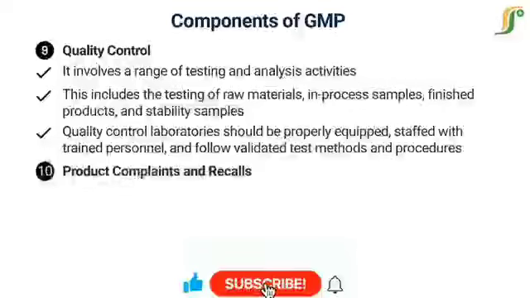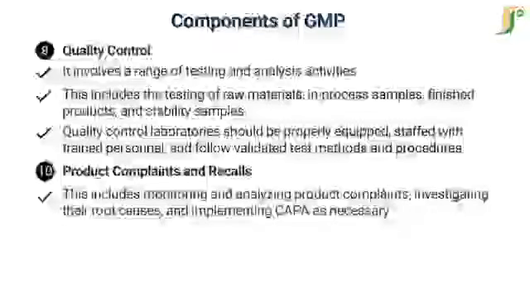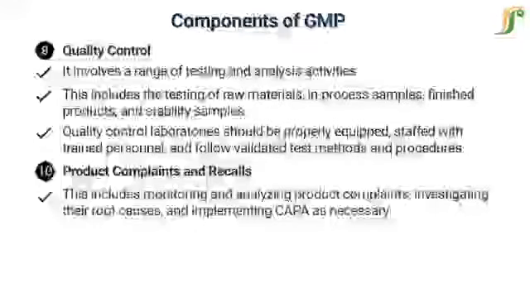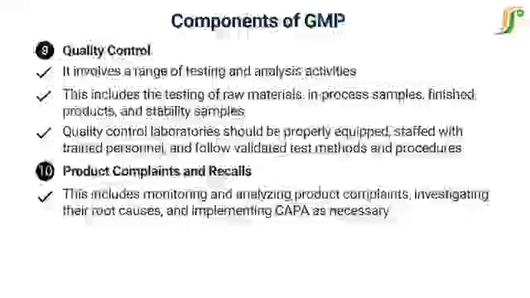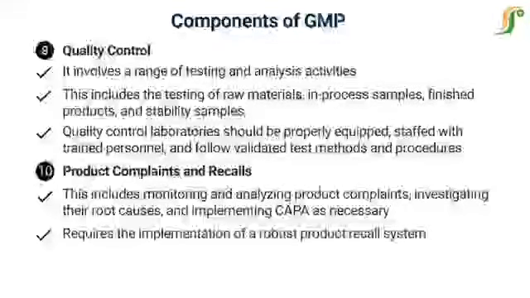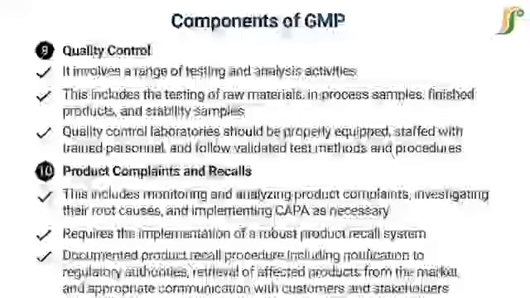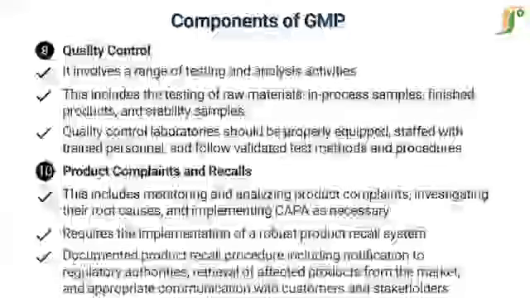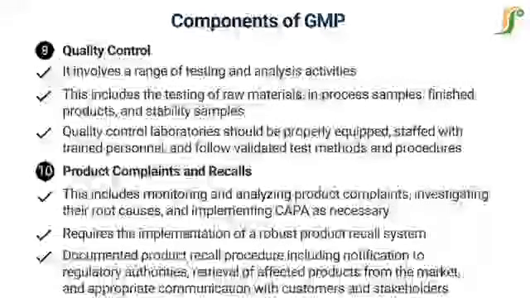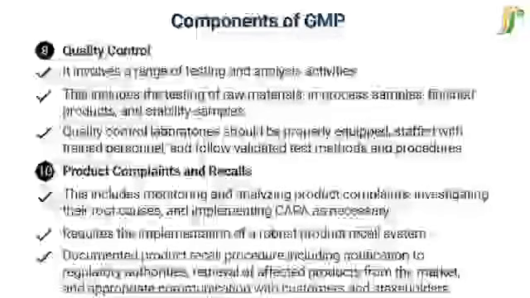The 10th component is Product complaints and recalls. GMP necessitates the establishment of procedures for handling product complaints and investigating any quality issues. This includes monitoring and analyzing product complaints, investigating their root causes, and implementing corrective and preventive actions as necessary. If a product defect poses a risk to patient safety, GMP requires the implementation of a robust product recall system. This involves having a documented recall procedure that outlines the steps to be taken in case of a product recall, including notification to regulatory authorities, retrieval of affected products from the market, and appropriate communication with customers and stakeholders.